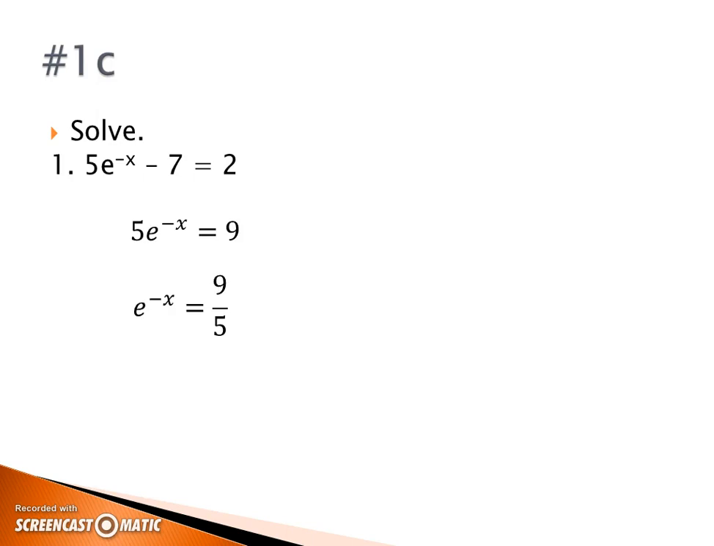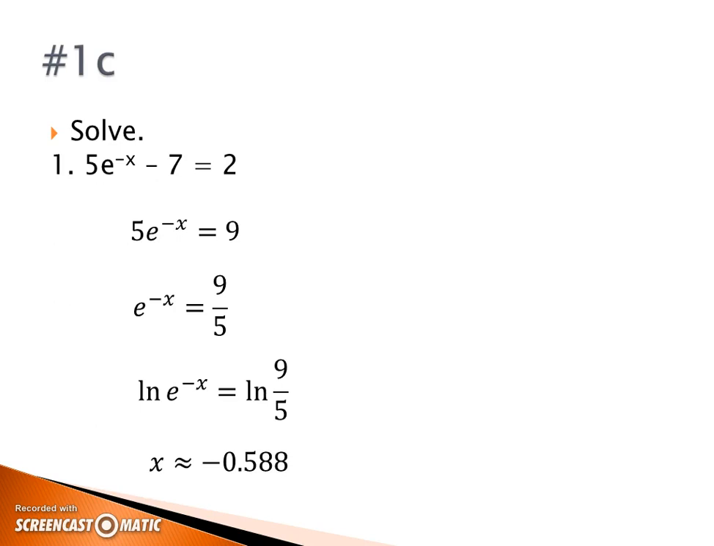To get rid of an e, we have to take the natural log of both sides. The natural log of e to the negative x becomes just negative x, and on the right we get the natural log of 9/5. So negative x equals the natural log of 9/5. We type that into our calculator, and remember to change the sign because it's negative x. When you type in natural log of 9/5, you get 0.588. Because it was negative x, it's now negative 0.588. Okay, so that's number 1, part C.